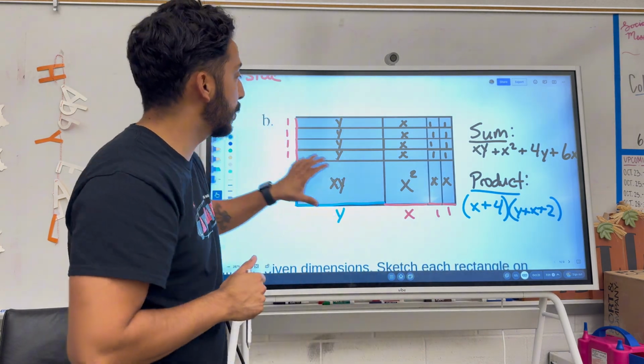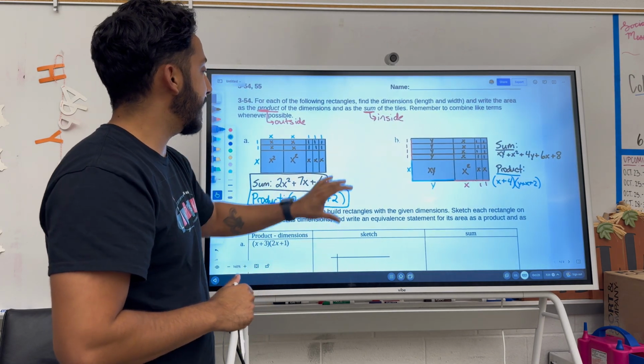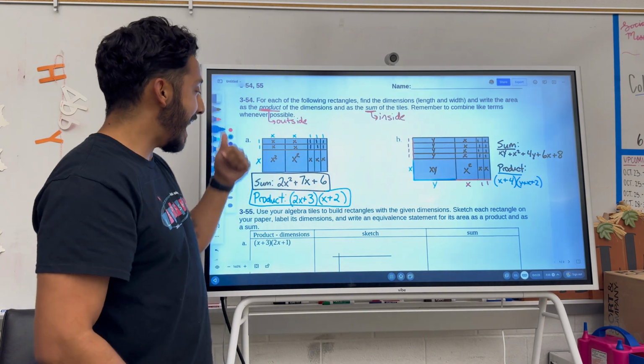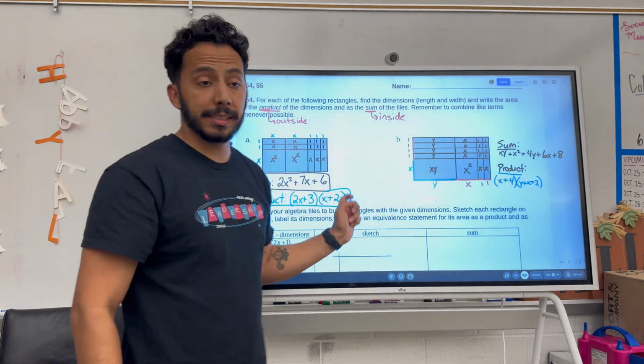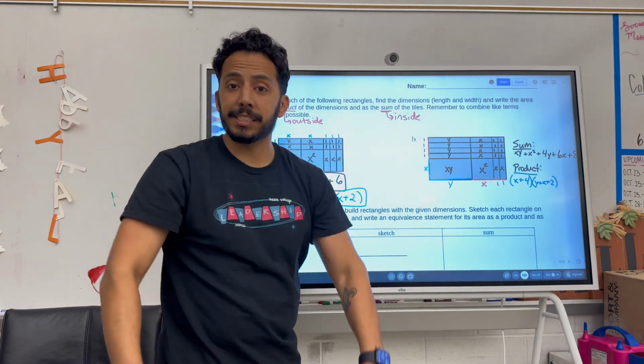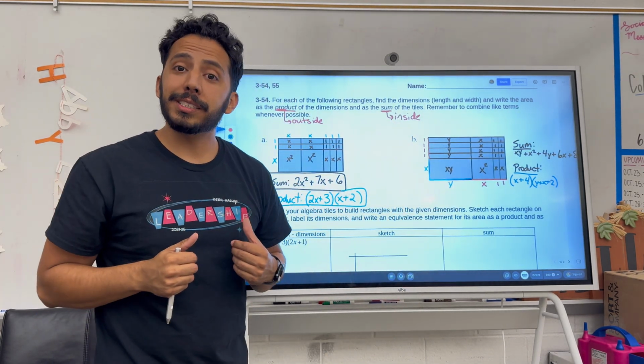This is really, really good work. Again, I'm gonna zoom out. We should be able to find the sum, or the inside pieces, and we should be able to find the product, the outside pieces, the lengths of those sides. Awesome, awesome work. Let's pause, get ready to conquer the rest of this worksheet.